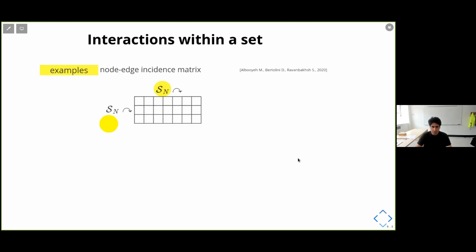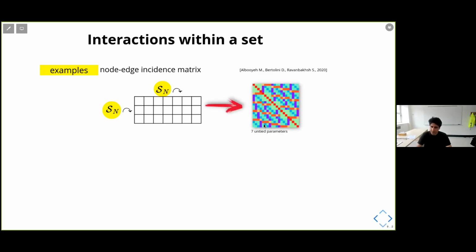So we built on that work and we looked at, for example, node edge incidence matrices. In this case, you have arbitrary permutations of the nodes, and the permutation of edges is dictated by the permutation of the nodes. So it's still the same group that is acting on the edges, it's just a different action of the same group member. And in this case, we got a 7-parameter model.